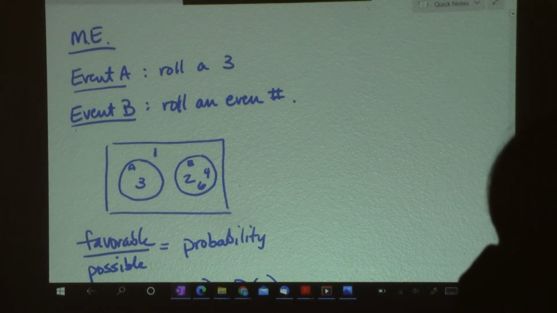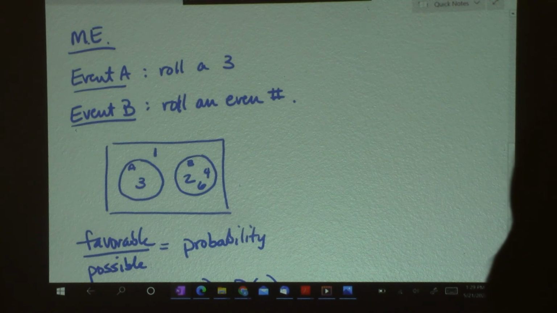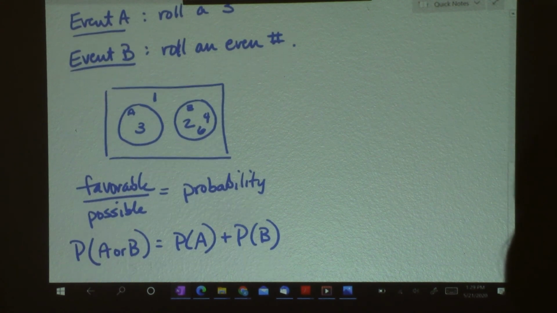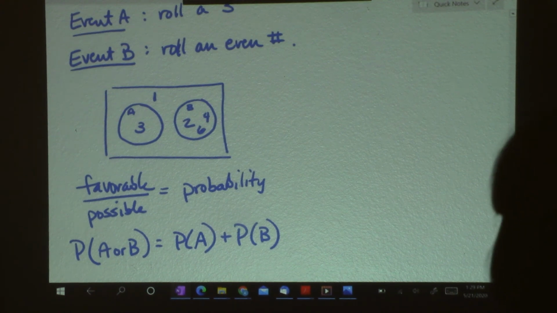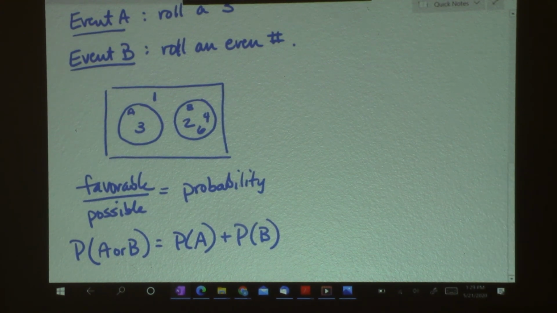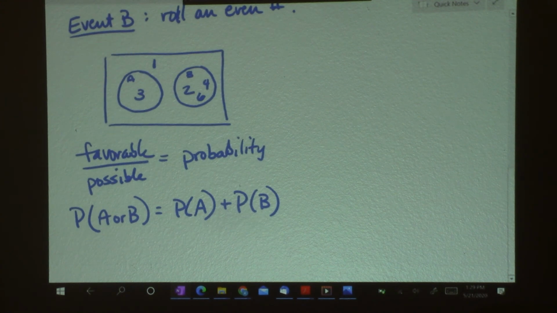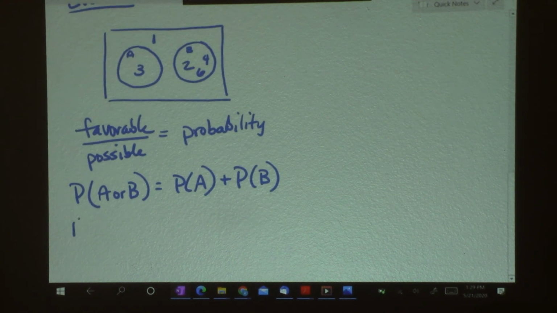That's what I want. So when we have two mutually exclusive events, what do we do with that probability? Well, we add them together. So we have the probability of event A or B, and we add those two probabilities. Okay? So now, let's see what happens. If I have the probability of a 3 or an even number.